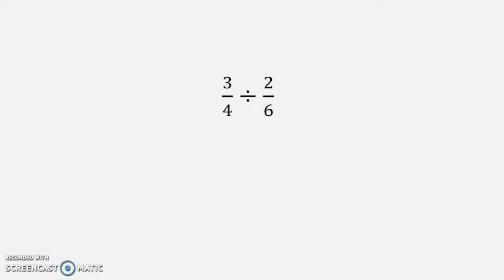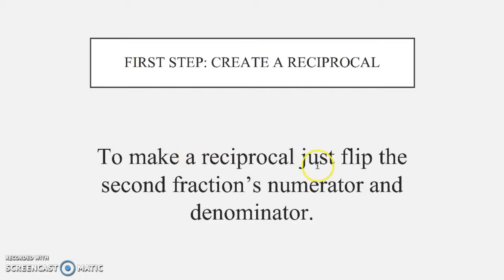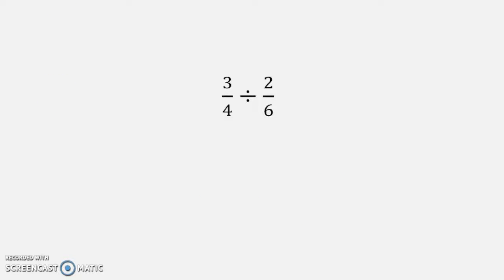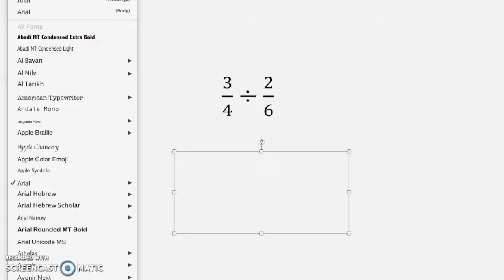Here is an example. We have 3/4 divided by 2/6. As according to our first rule, we must take the second fraction and make it into a reciprocal. We're going to insert a text box and answer this question together.